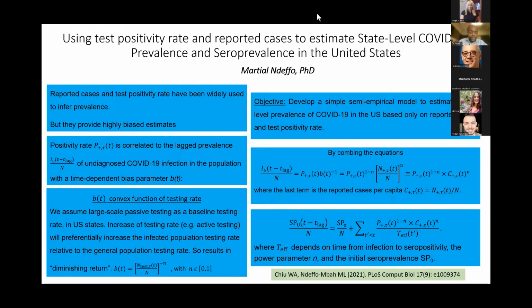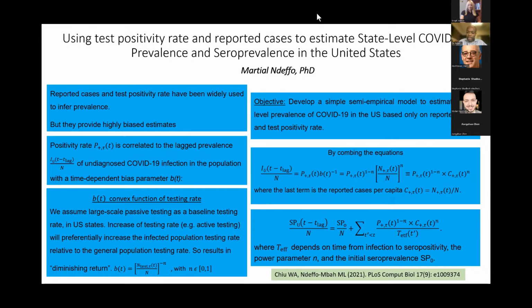First, we assume that during the period of interest, at least during which we conducted our study, large-scale passive testing was the baseline testing at the state level in the US. With this assumption, it follows that from such a baseline, an increased testing rate will result in what we call a diminishing return. We have a bit more explanation about this in our publication, but for the sake of time. So we denote this function, BT, as a negative power function of the testing rate.